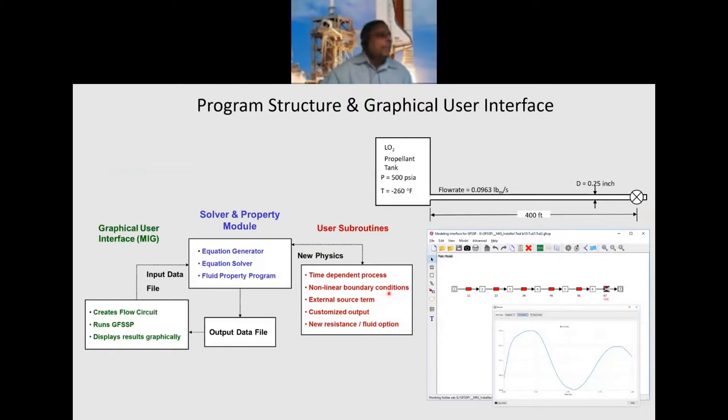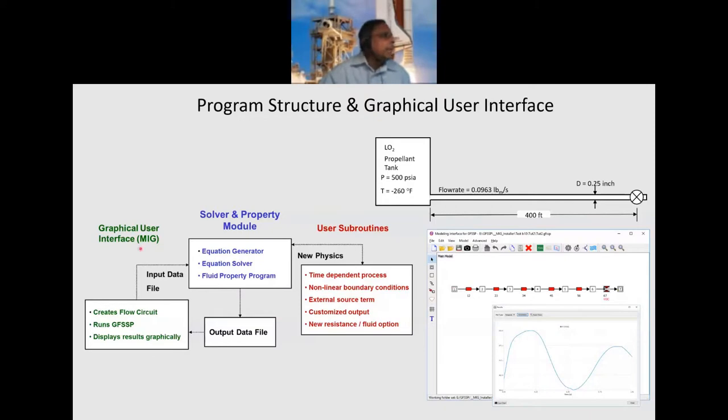So here is the program structure. It essentially consists of three modules. The first module is the graphical user interface. That's where a user spends most of the time developing a flow circuit. It's a kind of drag and drop. You have all the components: internal nodes, boundary nodes, and the branches. You drag them and create a flow circuit. That's what you typically do under this block.